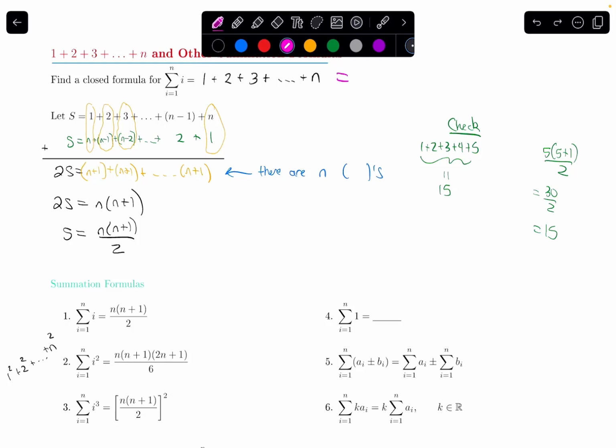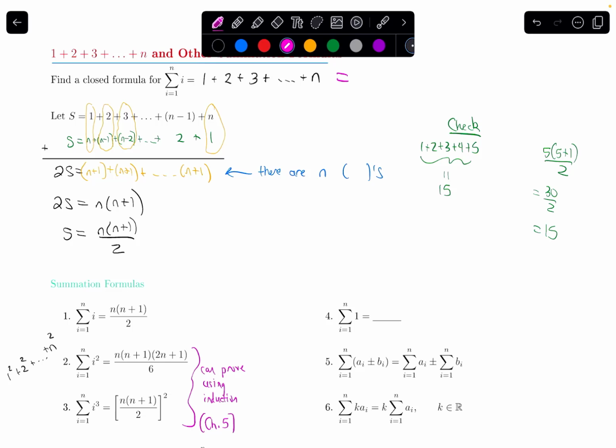We can prove these using a technique, induction, which we'll actually see later in our class in chapter 5.